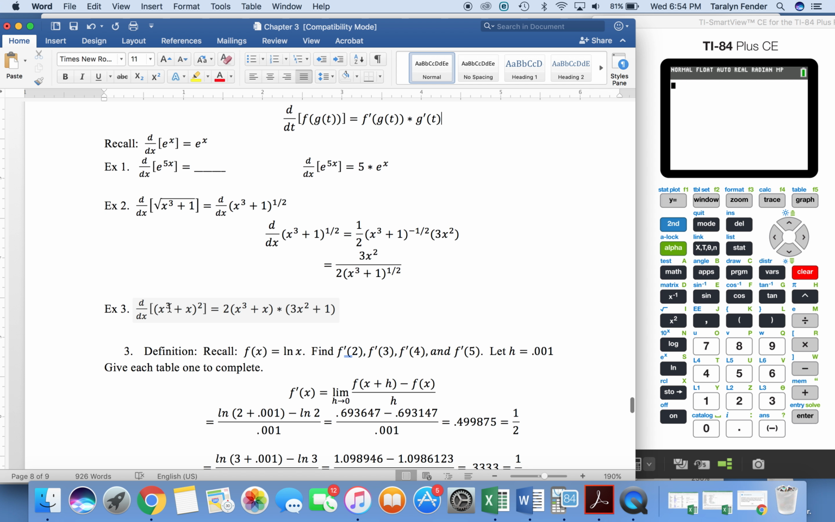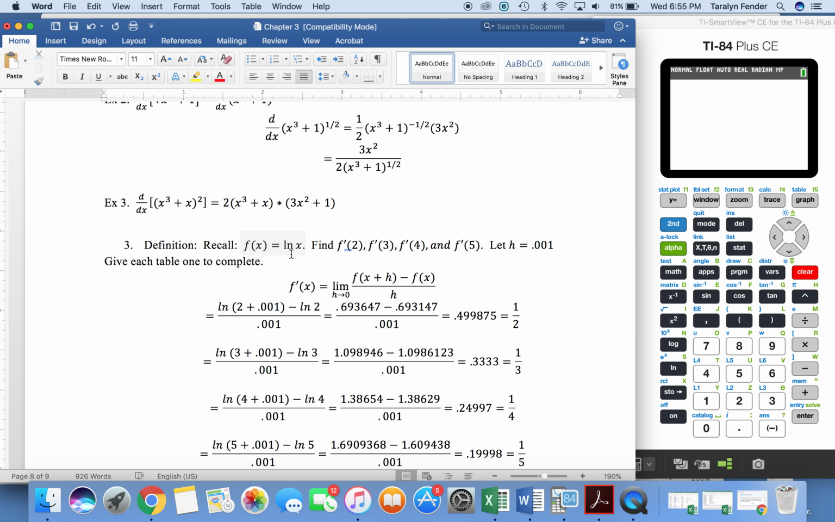If I have this one, taking the derivative of x cubed plus x quantity squared, you take the 2 and bring it out in front and leave this alone, just write it just like it is. Then you take the derivative of what's on the inside. So that is 3 times x squared plus the derivative of x, which is 1, and so you multiply it.